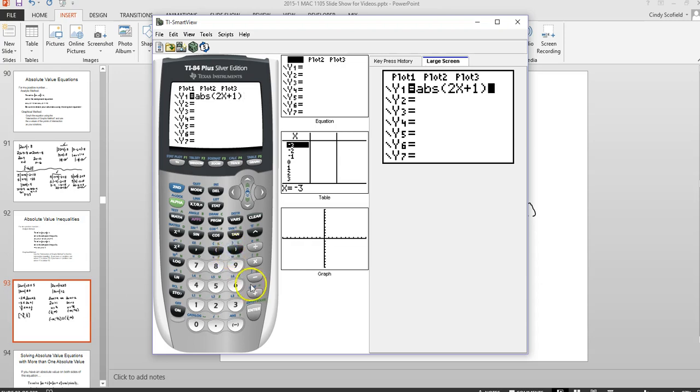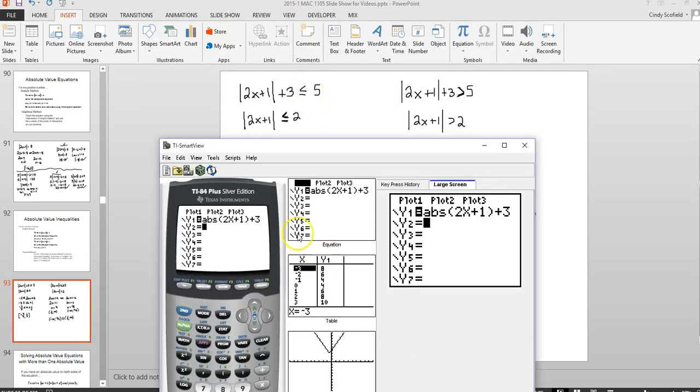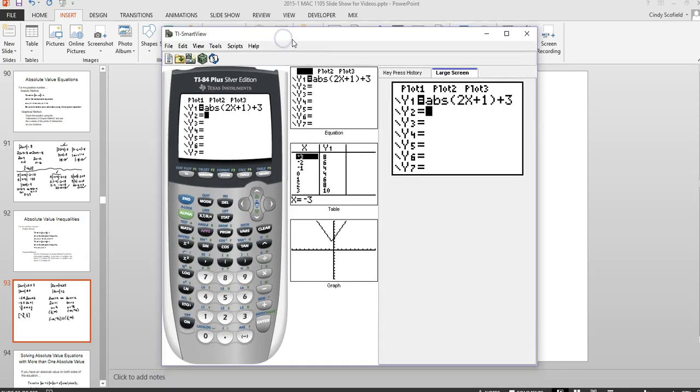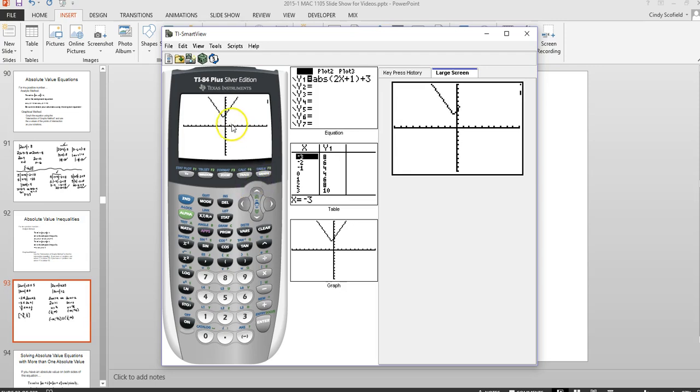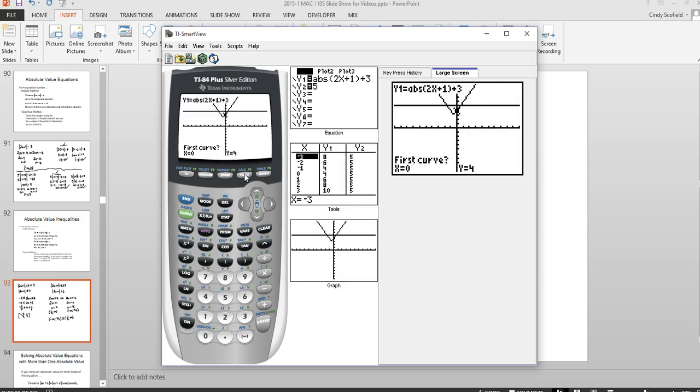Close your parentheses after 2x plus 1 because that plus 3 is not part of the absolute value. And then for y2, put in the 5. Okay, hit graph. There we have it. Compute your intersections. So second trace, number 5.